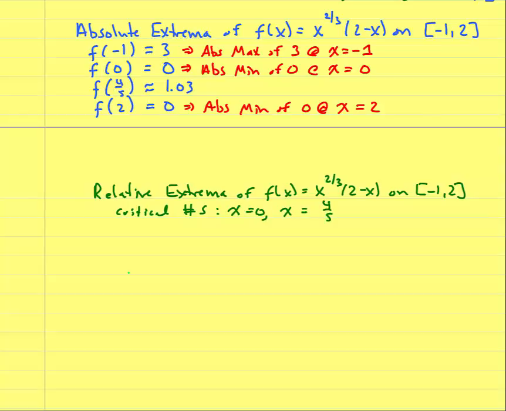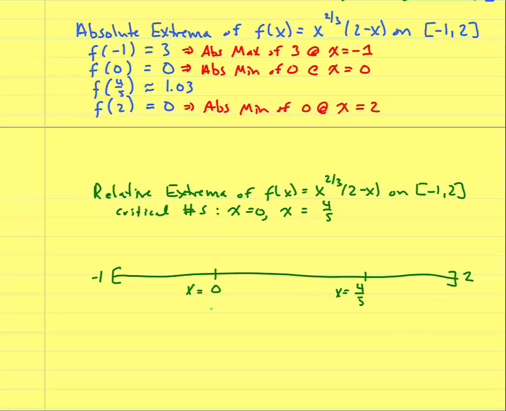So what I want to do is create a number line, and then I want to see what the slopes of the tangent lines are doing on these different intervals created on the number line. Now technically these shouldn't be arrows at the end because I have a closed interval from -1 to 2. So this goes from -1 to 2, and on this interval I have 0 and 4/5.